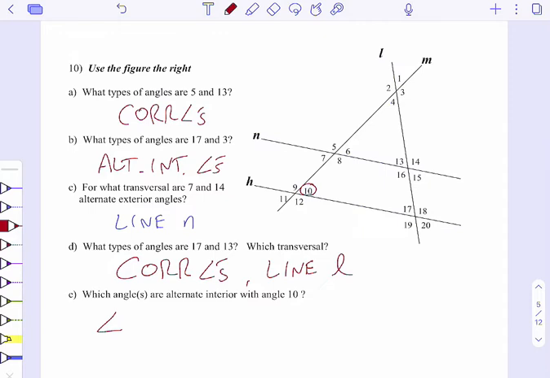You guys know which one is the easiest one? I don't know. Maybe you have a different opinion than me, but I think 1 stands out as easier than the other ones. Ben? 7. I think 7 is the most obvious because it makes that perfect Z shape right there. 7 and 10 are alternate interior. Okay? So that's one of the angles that's alternate interior. And that's using these 3 lines. All right, but that's not the only one that's alternate interior angle with 10.